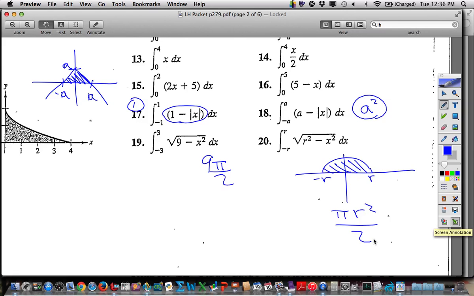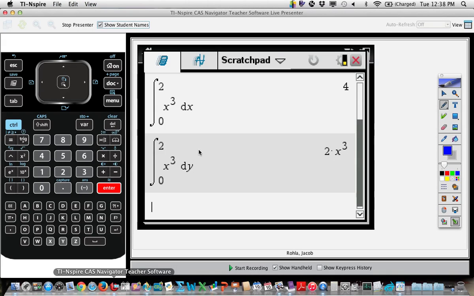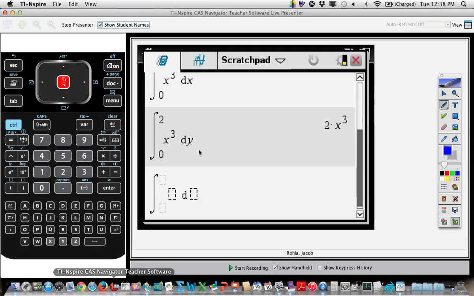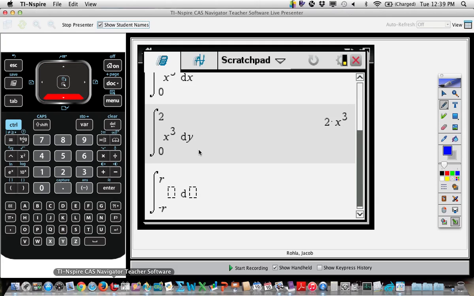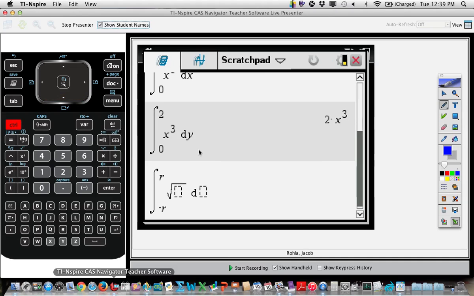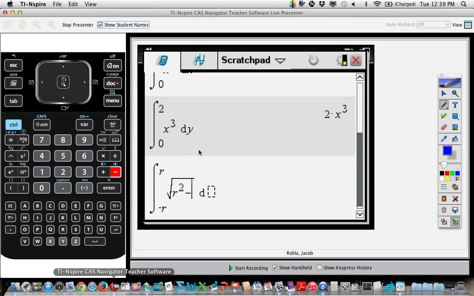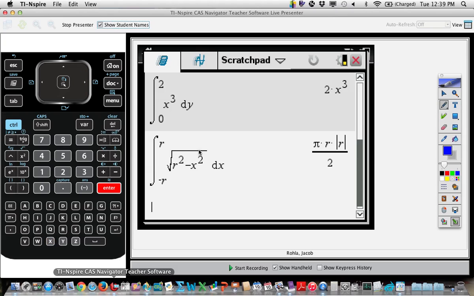The cool thing is, on our calculator, actually, Jacob, why don't you go ahead and type that in for us, because it is kind of neat to see. The calculator will actually do that. Remember I said that anything that's not the variable, it treats as a constant. So do your integral again. And let's go -r to r. And then here do square root. And let's do r squared minus x squared. And then dx. And so you're telling it x is a variable. It knows r's are variable. And then it does this.